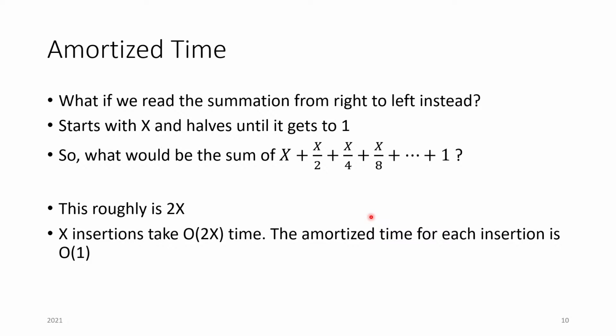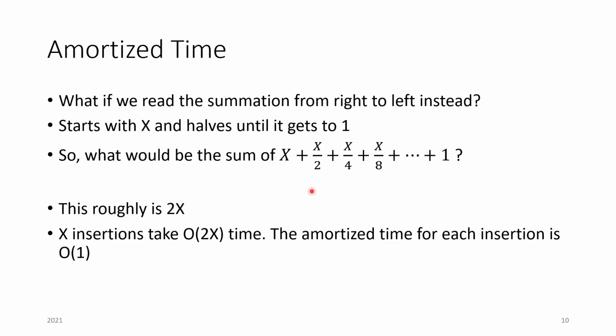So what if we did it in the reverse order? Say that instead of increasing the array, we downsize the array. It's basically the same thing that we're doing, just in reverse. So we'll have from x, then x divided by 2, then x divided by 4, then x divided by 8, all the way back down to 1. And it's easier to sum this, because this roughly here is just going to be 2x.